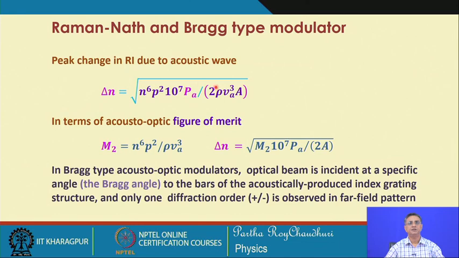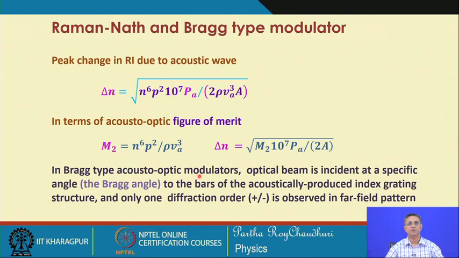So, the peak change in the refractive index is given by this in terms of the acoustic figure of merit M2, which is equal to this, and using this acoustic figure of merit, delta n comes out to be equal to this. This expression is again useful for designing and analyzing acousto-optic modulators, because it will appear in common in all the cases.